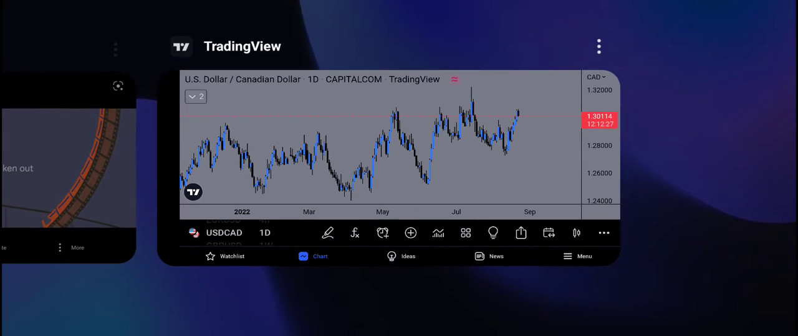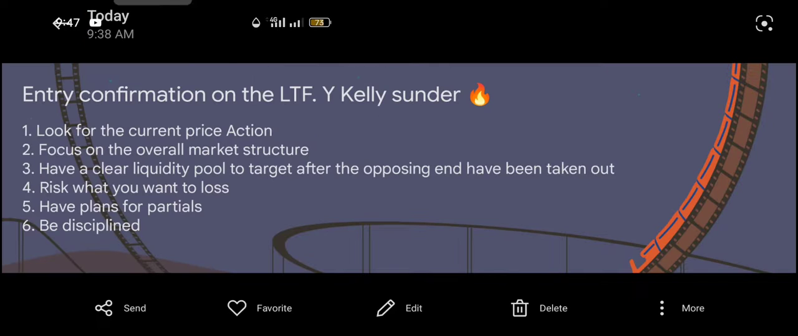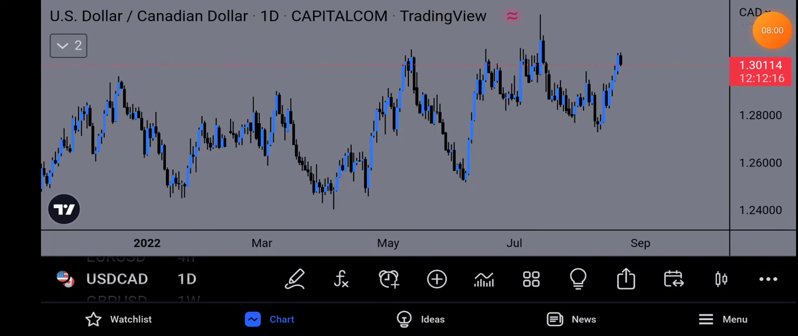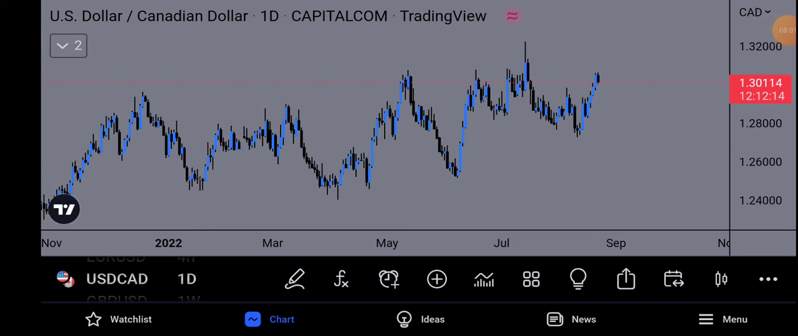So for us to continue, we have seen the current price action. So what is the overall market structure? The overall market structure here now is what? In an uptrend.